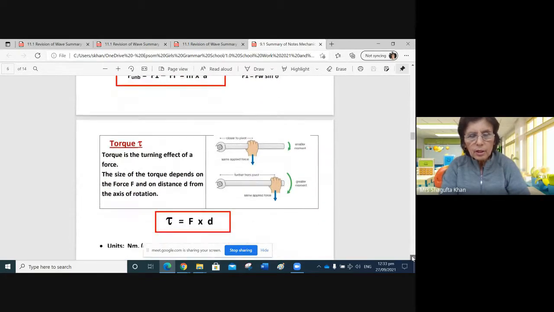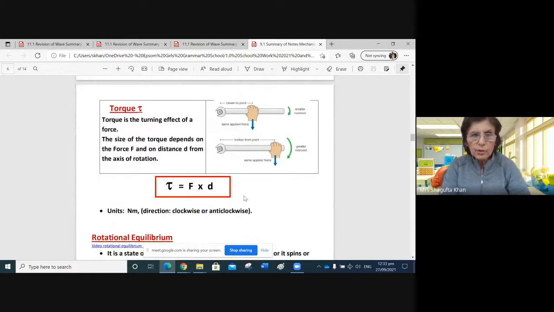Now, torque is the turning effect of a force. So if you apply a force, this object will turn clockwise, so the force is producing a torque, and torque is force times distance. It could be clockwise. If you push it up, it will be anti-clockwise. If you push it at a greater distance, then the torque will be greater. If this distance is longer, the torque will be greater. The unit is newton meter.